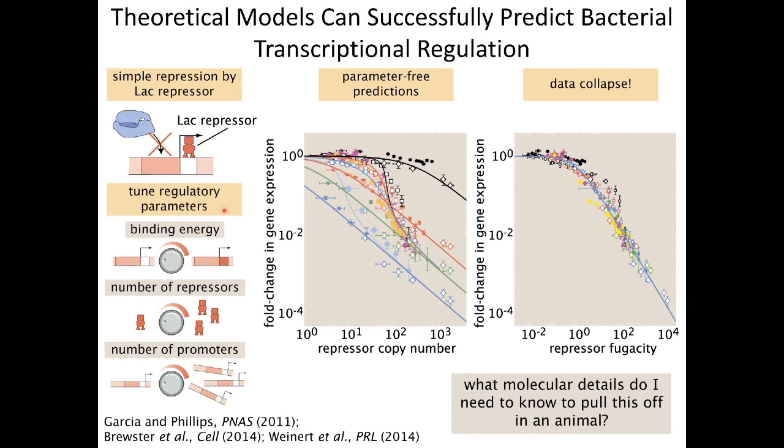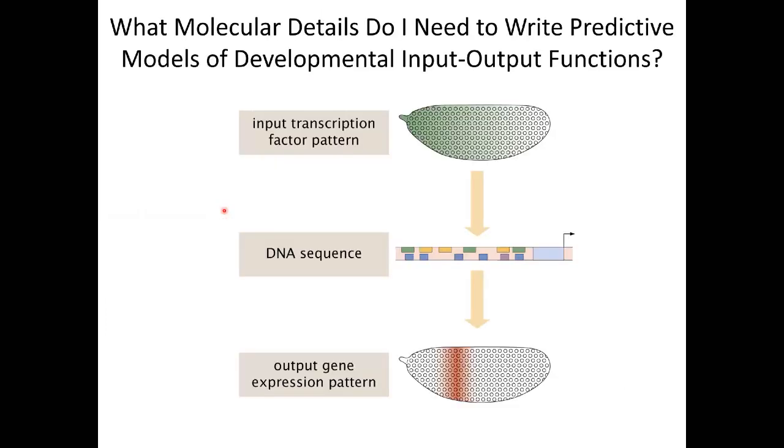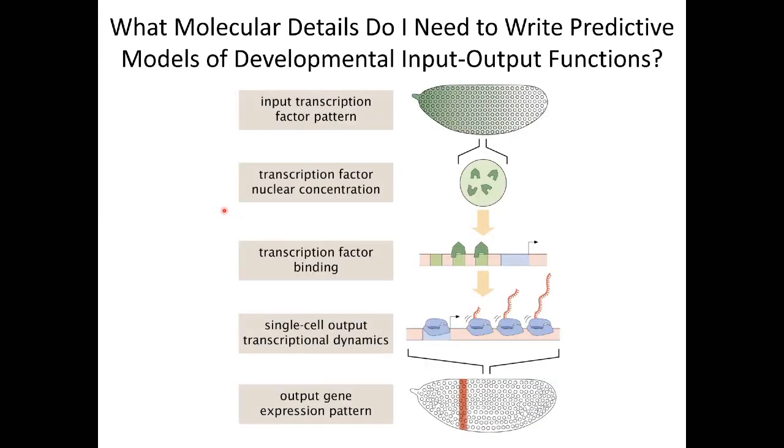And I agree. They have more bells and whistles, maybe. But the question is which bells and whistles do I need to account for in order to reach this sort of predictive understanding? So for example, in this simple view of an input-output function, maybe what you want to know is not only the concentration of the transcription factor, but you want to know how many transcription factors are bound to the DNA. Maybe you don't only need to know what the pattern of gene expression looks like at the macroscopic level, you also need to figure out how individual cells are expressing RNA in order to generate these patterns.